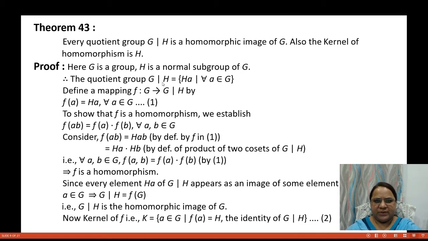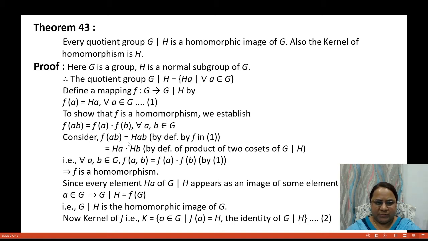The quotient group G/H exists by the definition of quotient group or factor group. Its elements are the cosets Ha for all a belonging to G. Define a mapping f from G to G/H by f(a) = Ha for all a belonging to G. Call this 1. To show that f is a homomorphism, we need to prove that f(ab) = f(a)·f(b) for all a, b belonging to G.